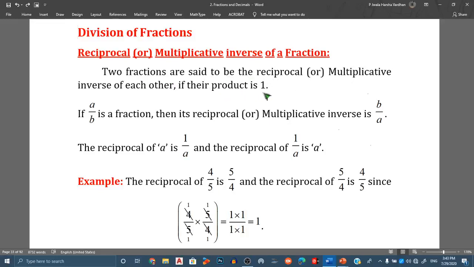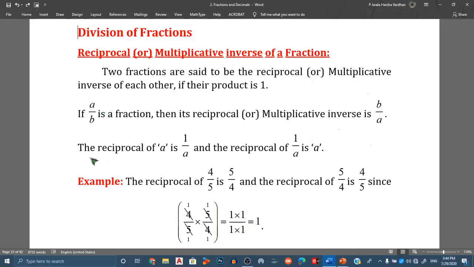Already you know the meaning of multiplicative inverse from the properties of fractions. You see here, if a by b is a fraction, then its reciprocal or multiplicative inverse is b by a. It means you are just interchanging the numerator as the denominator and the denominator as the numerator. Observe here, what is the reciprocal of a by b? B by a. Simply you can write it by reversing the numerator and the denominator.